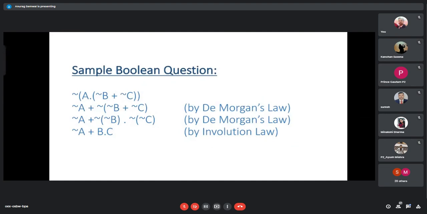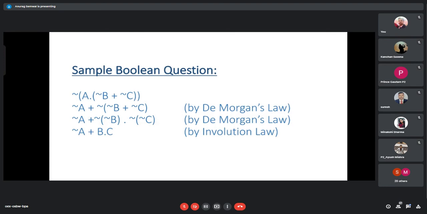Now, this is a sample Boolean question. Dash a dot. The dot here is also an operator. It is a sign which refers to the and operator. In this expression, we can see the expression is dash a dot dash b plus dash c. When we simplify it, it becomes dash a plus dash over the expression dash b plus dash c, which is governed by De Morgan's law.